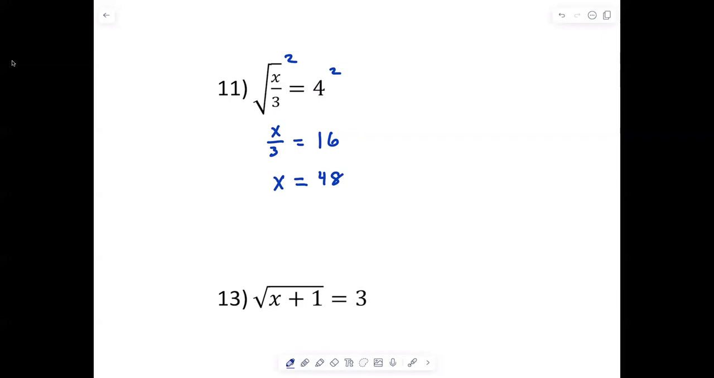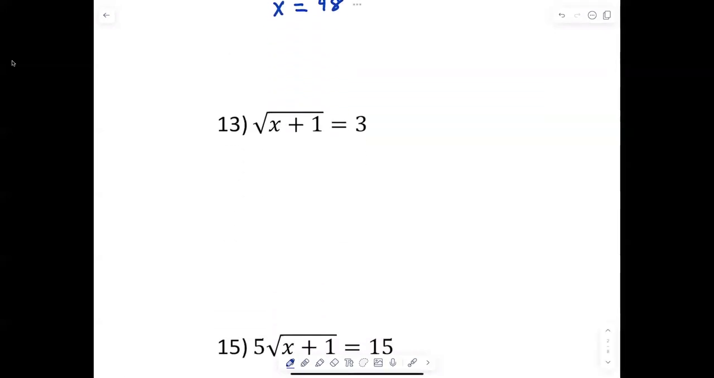All right, that is the answer. That's how easy. Number 13. Square both sides. X plus 1 equals how much? 9. So X was equal to what? 8. Not very difficult.